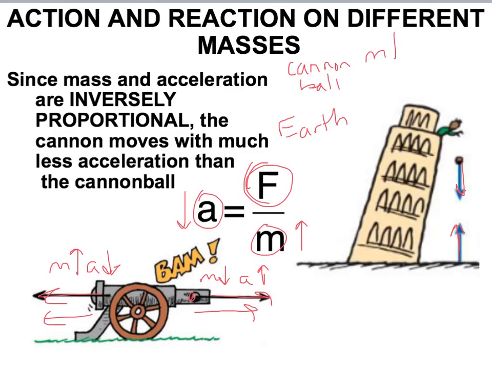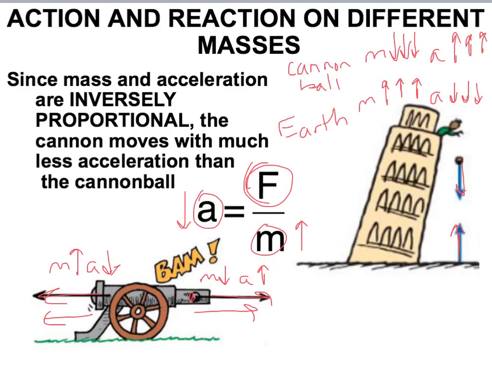If we look at this in the case of the cannonball and the Earth with Galileo's experiment, the cannonball has a really, really low mass compared to the Earth, and so its acceleration is going to be very, very high. The Earth has a mass that's really, really high compared to the cannonball, so its acceleration is going to be very low, to the point to where you can't even see it or notice it.